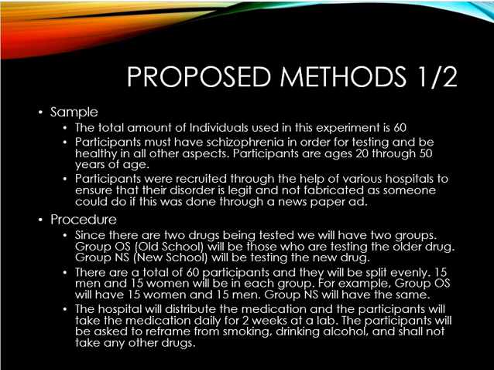Procedure. Since there are two drugs being tested, we will have two groups. Makes sense. That's also a t-test. Just to throw that out there, we have two groups. A test that we would like to use would be the t-test. There are a total of 60 participants, which we have already discussed.